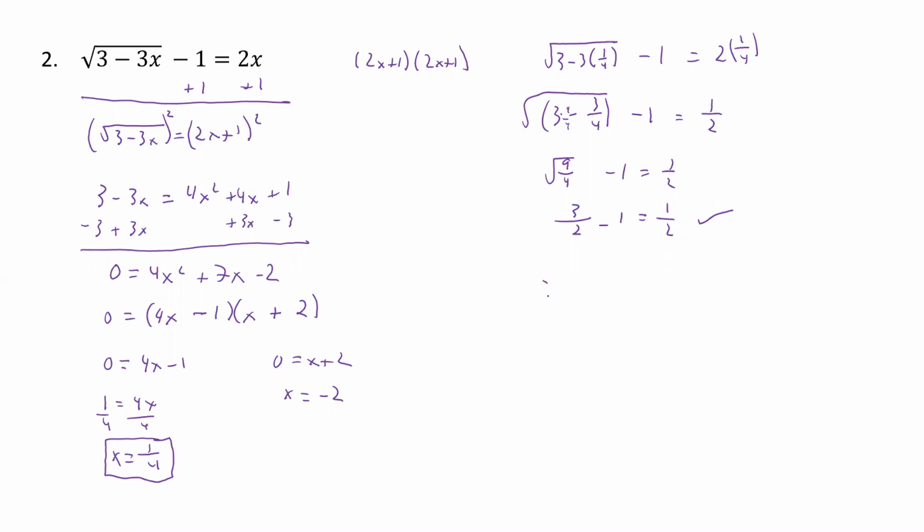So then we have 3 minus 3 times negative 2, square root of that, minus 1 equals 2 times the minus 2. Well, here 3 times 2 is 6, and then that's positive, plus 3, so that's the square root of 9, minus 1 equals, here that's going to be a minus 4. Well, the square root of 9 is 3, minus 1, minus 4. Well, that's 2 equals a minus 4. That's not true, so that one doesn't work.